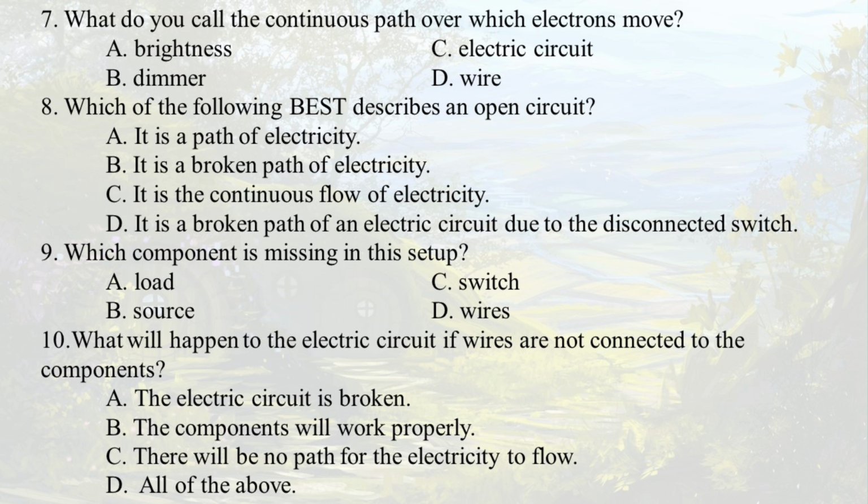9. Which component is missing in this setup? A. Load. B. Source. C. Switch. D. Wires. 10. What will happen to the electric circuit if wires are not connected to the components? A. The electric circuit is broken. B. The components will work properly. C. There will be no path for the electricity to flow. D. All of the above.